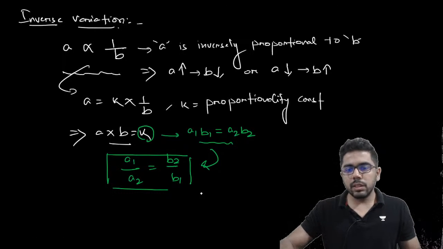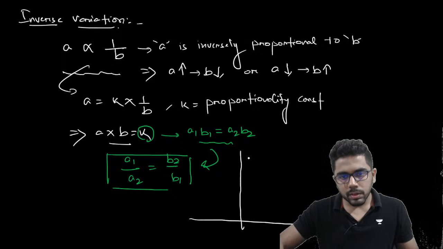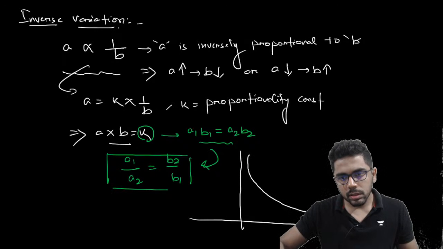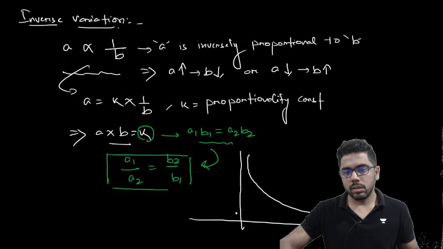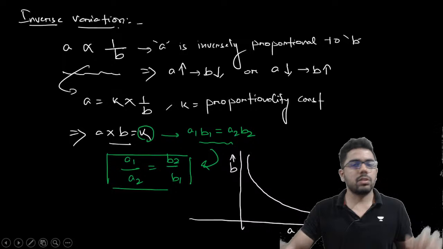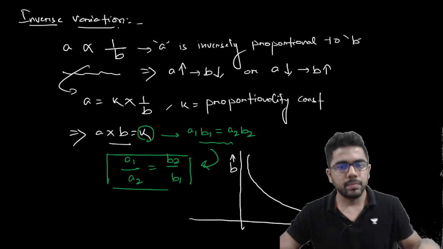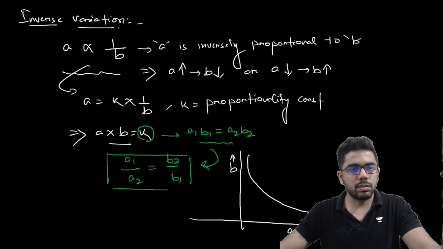Now inverse variation, if I try and plot it in a graph, the graph is something like this. It's a curve, it's not a straight line. If A is inversely proportional to B, then it's a curve, not a straight line. Product is constant. ठीक है, तो ये ऐसा एक curve type का है in case of inverse variation.